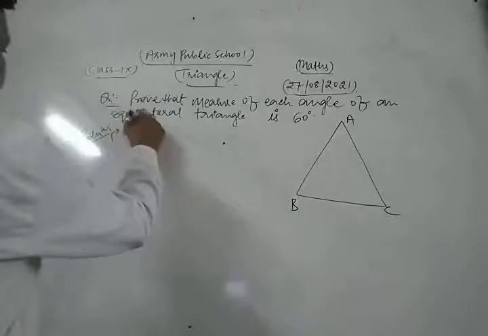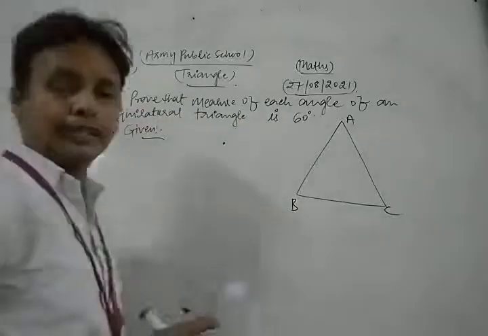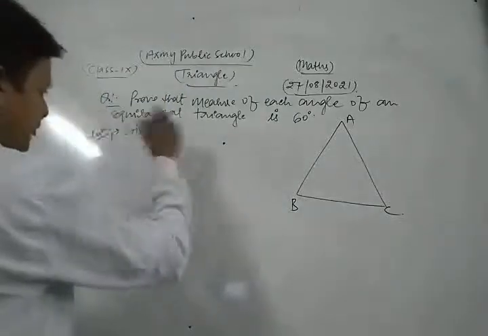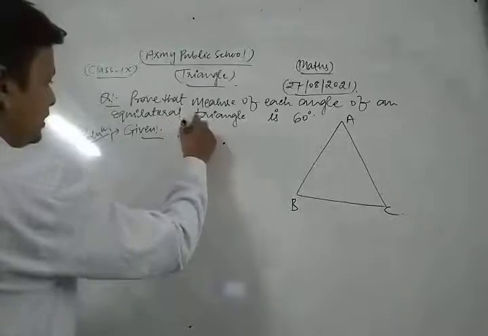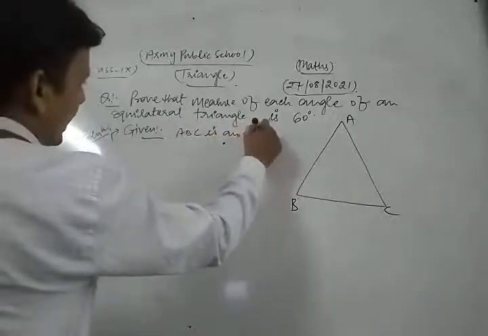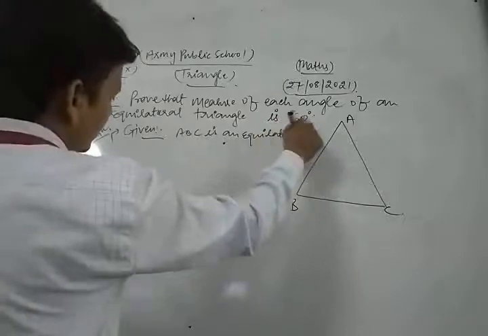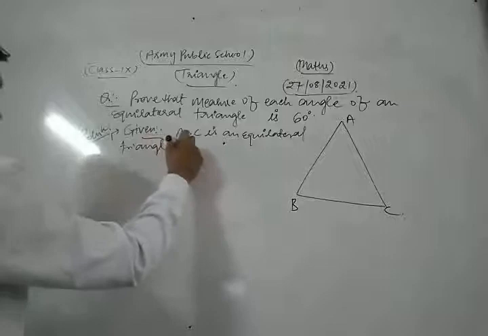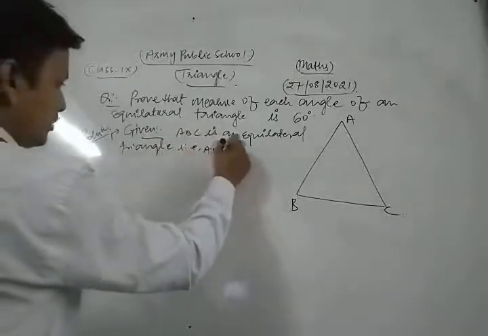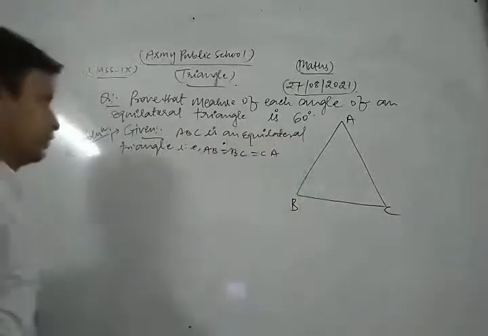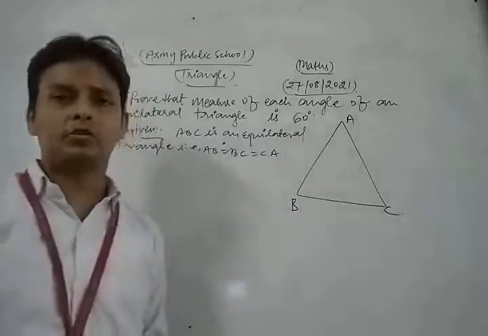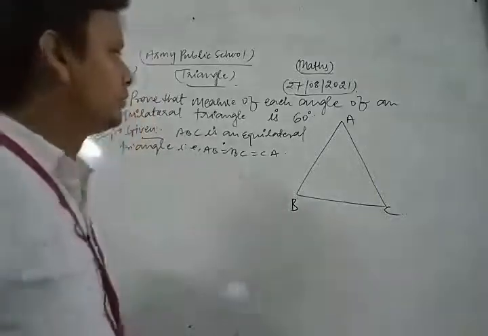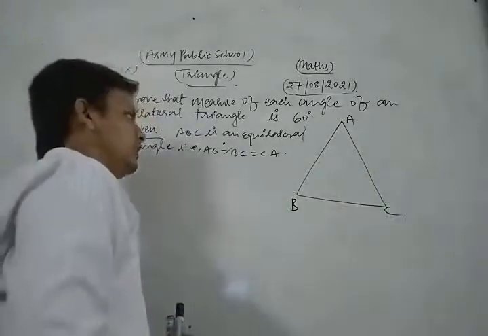First of all we write Given. In Given we write: ABC is an equilateral triangle, that is, AB is equal to BC is equal to CA respectively, because this is an equilateral triangle.